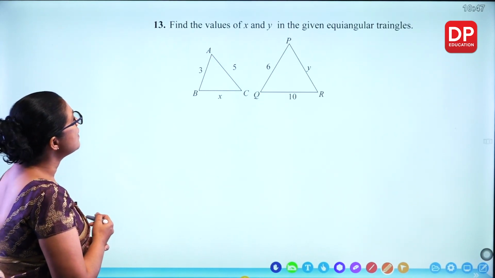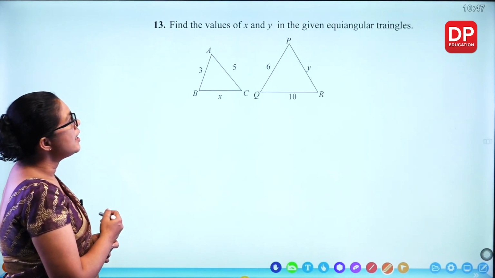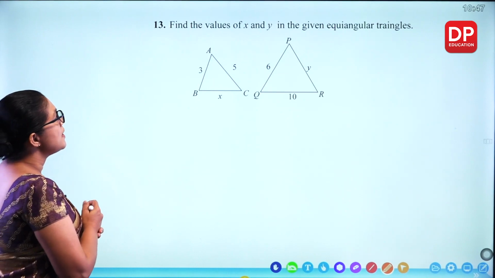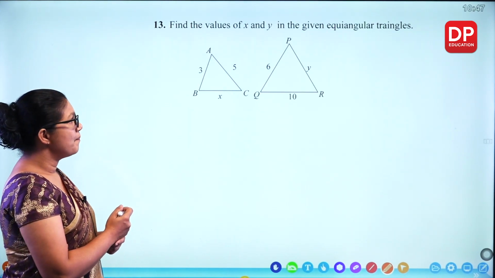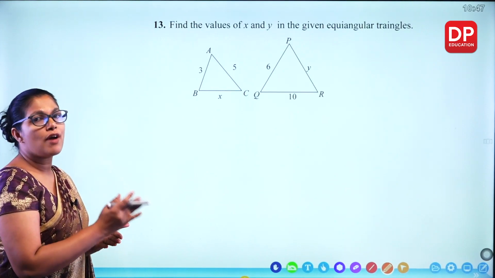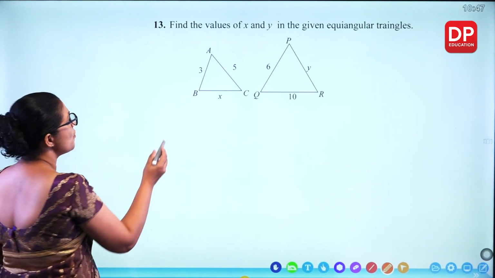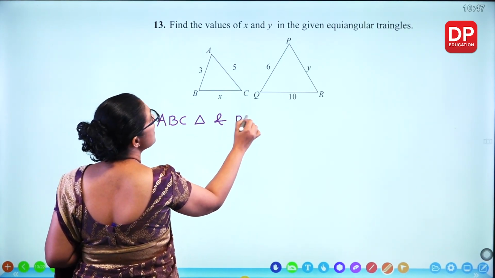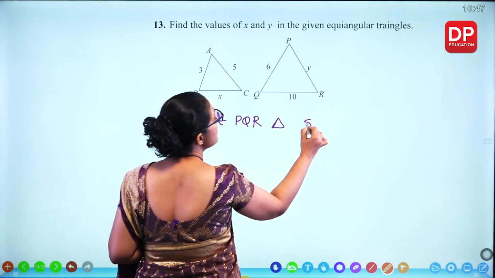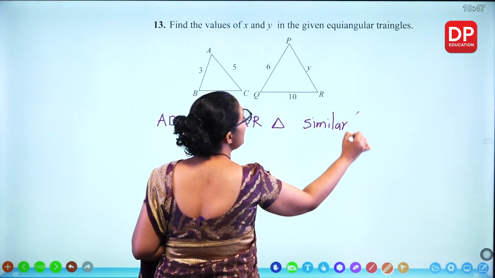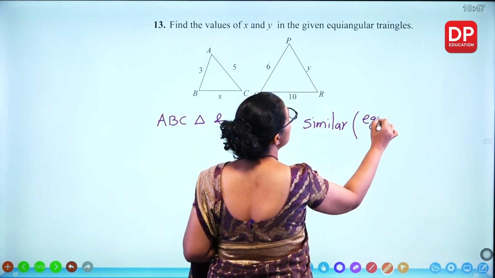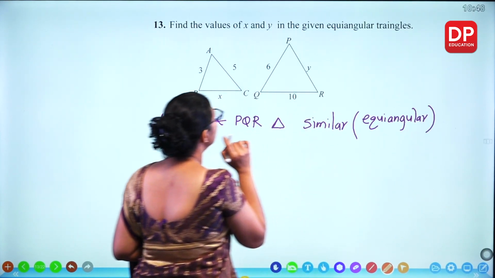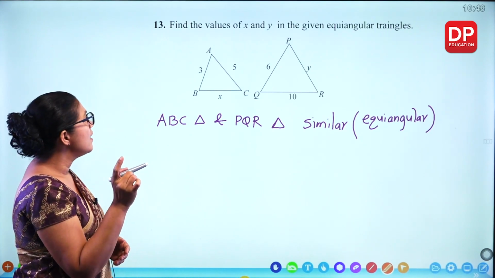Question number 13. Find the values of x and y in the given equiangular triangles. Equiangular triangles means the angles are the same, so we can say they are similar triangles. Triangle ABC and triangle PQR are similar. Why? Because it mentions equiangular. Then the corresponding ratios are proportional.